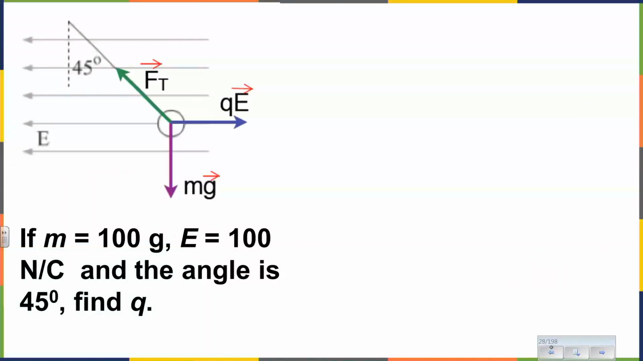All right, so quickly, very, very quickly. First of all, if the angle is 45 degrees, that's 45. This is 45. This is 90. That automatically means that mg and QE are equal to each other, same sides.